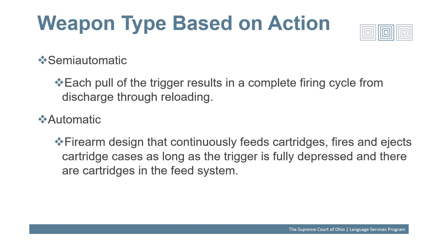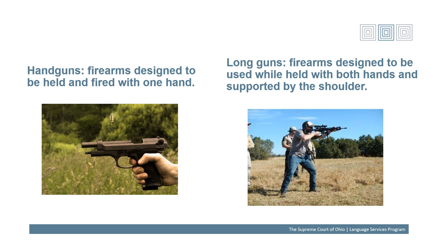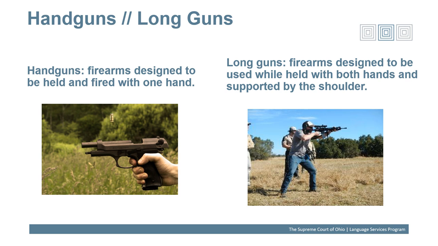There are also handguns and long guns. Handguns are firearms designed to be held and fired with one hand. Long guns are firearms designed to be used while held with both hands and supported by the shoulder.